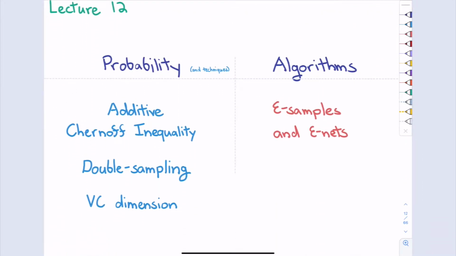So today, we're going to talk about the sampling techniques slash algorithms called epsilon samples and epsilon nets in geometric range spaces. I'll explain that in a moment. And we'll get to learn some tools along the way. We'll get to learn what's called the additive Chernoff inequality. It's a lot like the multiplicative one, but additive. The proof of the epsilon net stuff is going to use a really cool technique called double sampling. And at the end, this is probably more geometry than probability, but we'll do some discussion about VC dimension.